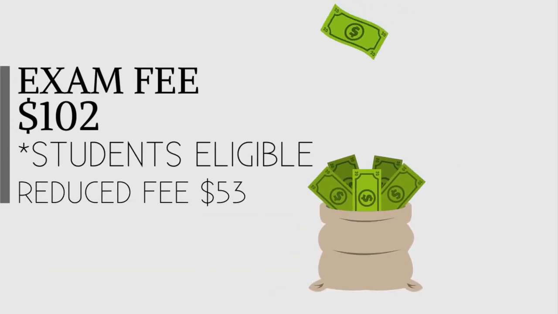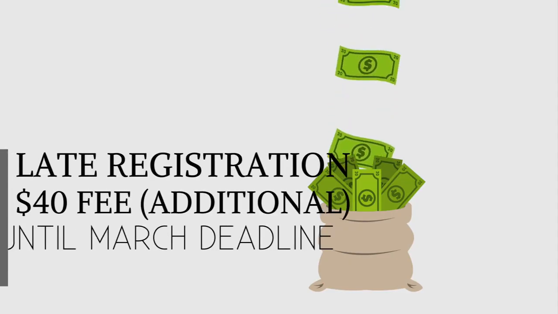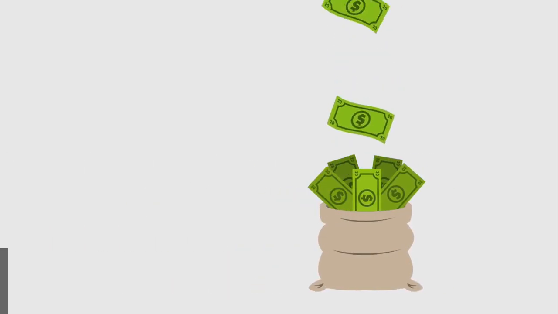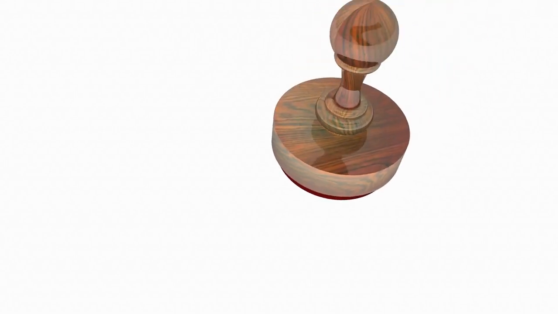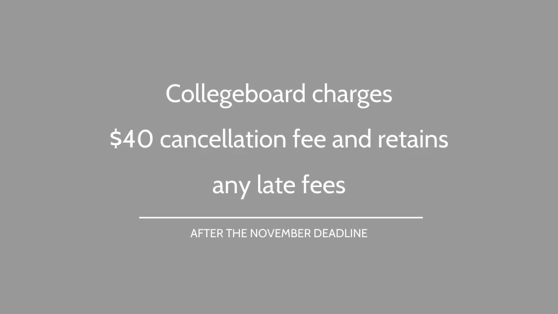The cost for each AP exam this year will be $102. Families may register after the November deadline, but only until the March deadline. A $40 late registration fee will apply from College Board. If a student wishes to cancel their exam, they may do so up until the exam date. College Board will refund the exam cost, but will deduct a $40 cancellation fee and retain any late registration fees.